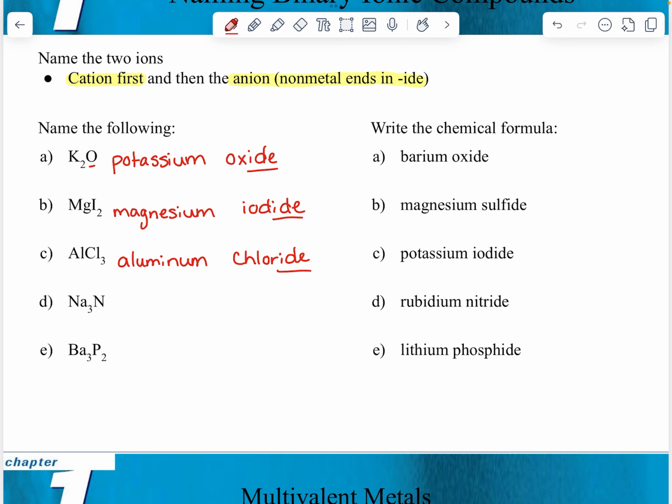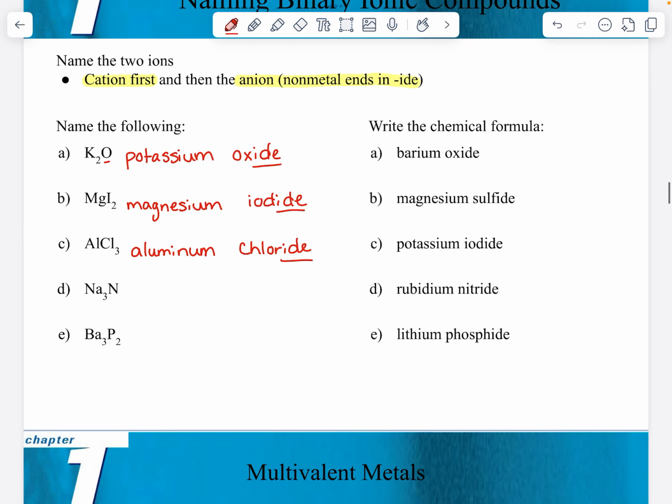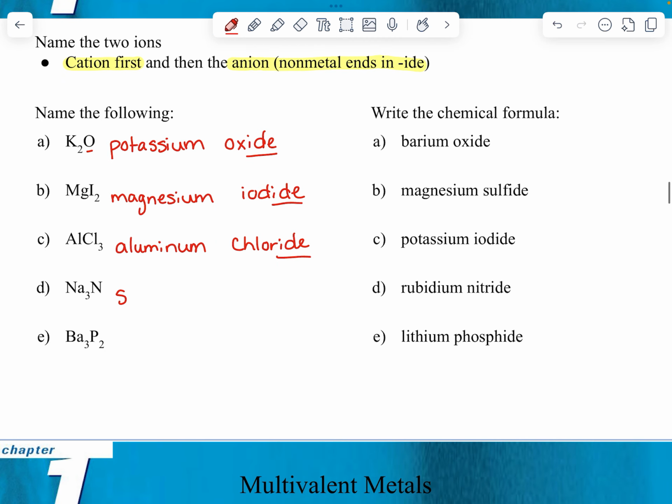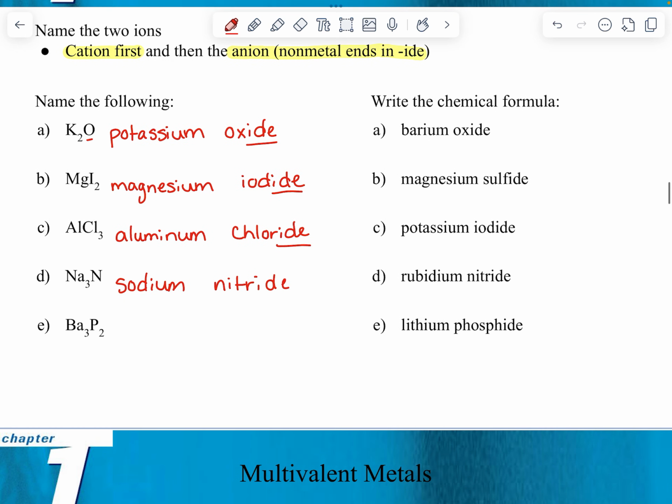Okay, Na would be sodium, and nitrogen would become nitride. And the last one, Ba, is barium, and phosphorus becomes phosphide.